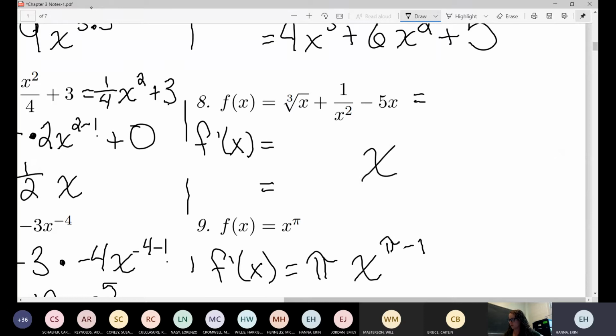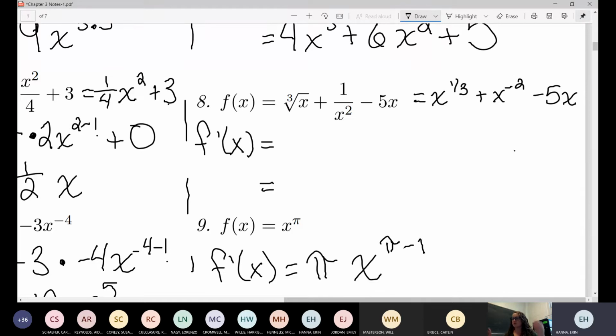To use the power rule, I need something that looks like x to the n. I don't have that for the first 2 terms yet, so I should rewrite that using our exponential rules. So the cube root of x can be written as x to the 1/3. And then 1 over x squared can be rewritten as x to the -2. And then the minus 5x is just minus 5x. So I kind of need to do that first before I go about taking the derivative.